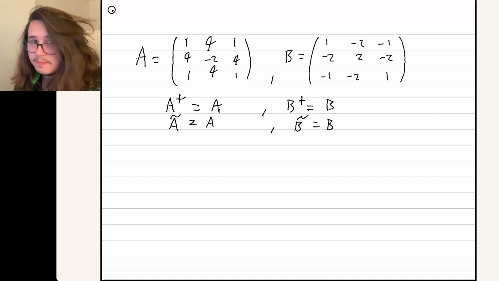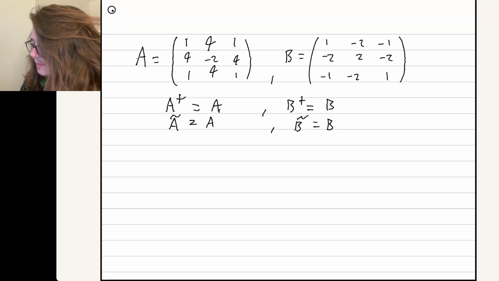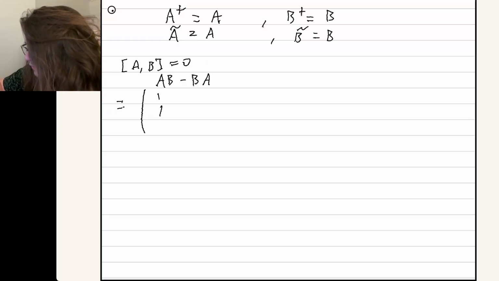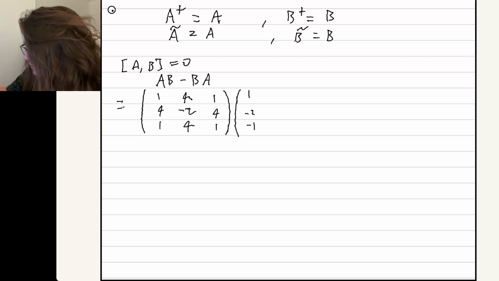Do they commute is the next thing that we're going to check. So, is the commutator of A with B equal to 0? Let's just do the commutator of A with B, which is AB minus BA. 1, 4, 1, 4, minus 2, 4, 1, 4, 1 here. And then B was 1 minus 2 minus 1 minus 2, 2 minus 2, minus 1 minus 2, or positive 1 on the bottom right element there.